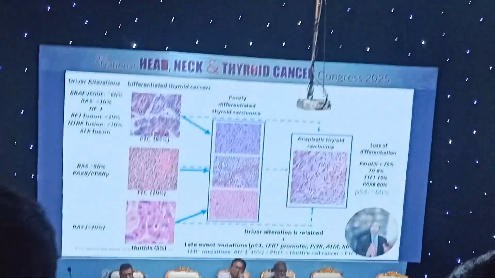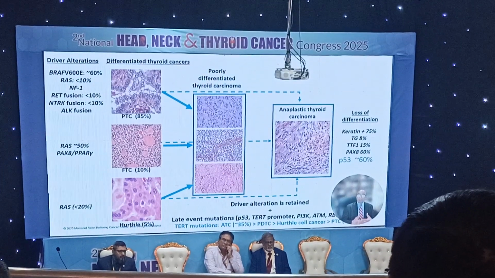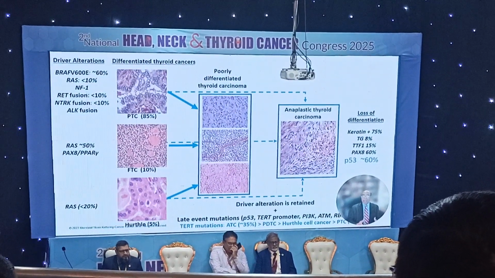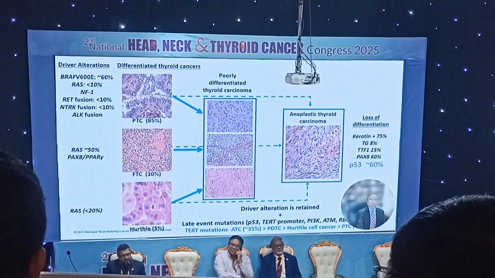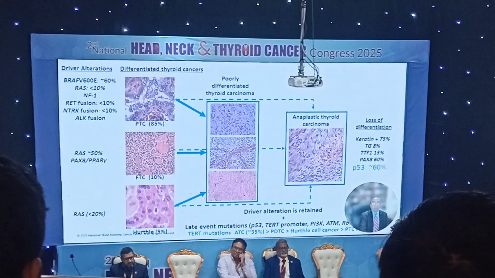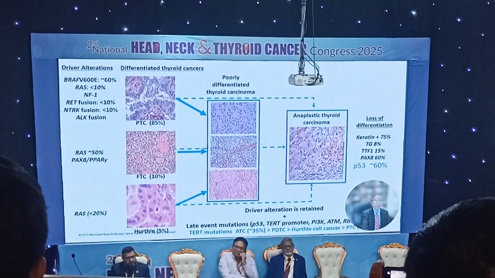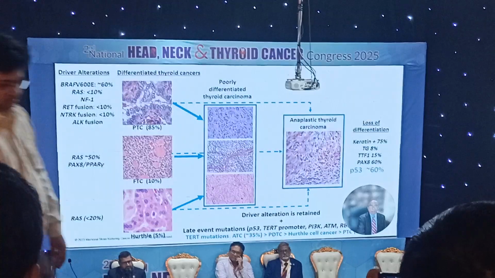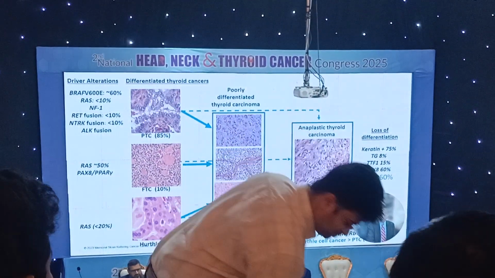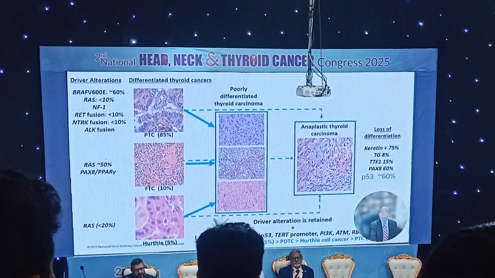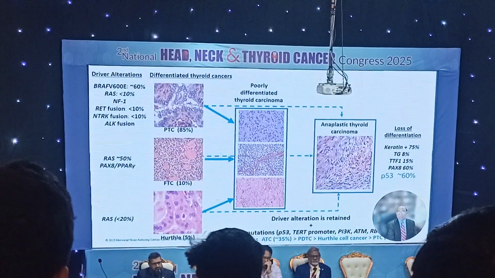Now, I just want to show you this complicated slide, but it is very important to understand the biology and the molecular analysis of anaplastic thyroid cancer. And here you will see a variety of different molecular alterations in differentiated thyroid cancer, where you get the RAS, the BRAF, which is present in about 60% of the patients, the RET fusion. In follicular thyroid carcinoma, it's mainly RAS, and in Hürthle cell carcinoma, again it is RAS.